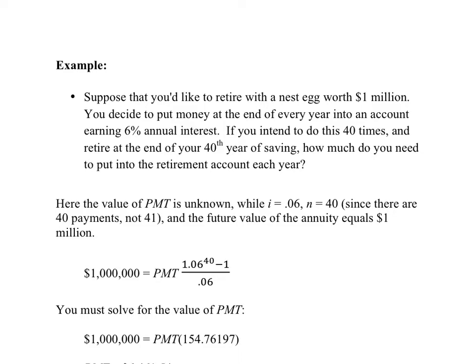Suppose that you'd like to retire with a nest egg worth $1 million. In other words, your goal for accumulated savings is $1 million. You decide to put the money at the end of every year into an account earning 6% annual interest. If you intend to do this 40 times and retire at the end of your 40th year of saving, how much do you need to put into the retirement account each year?